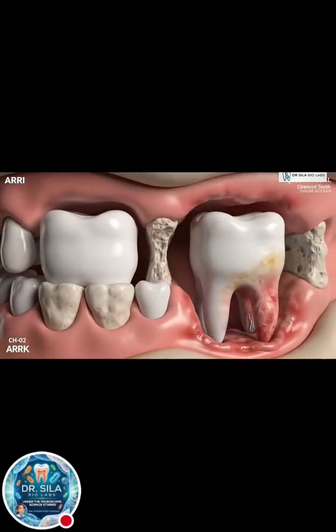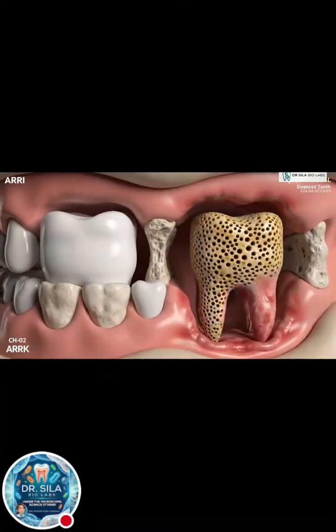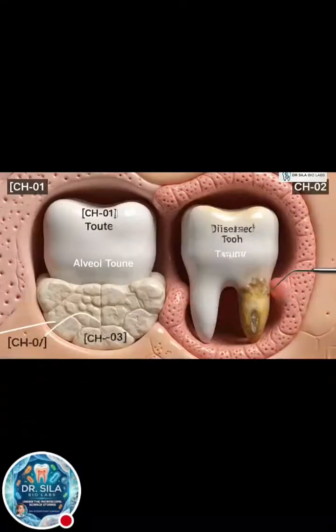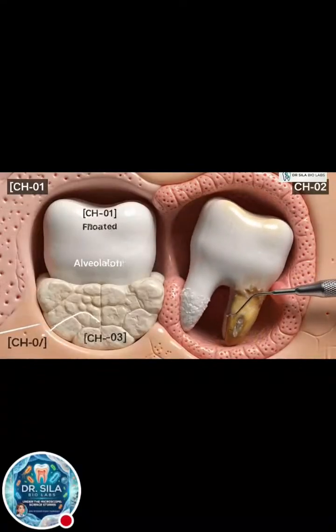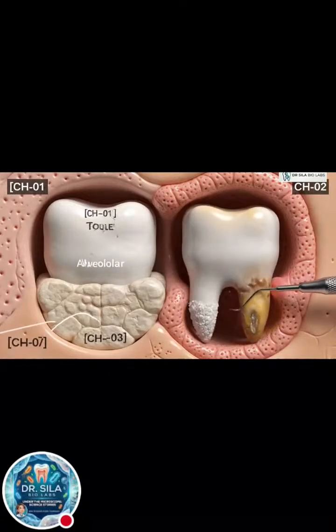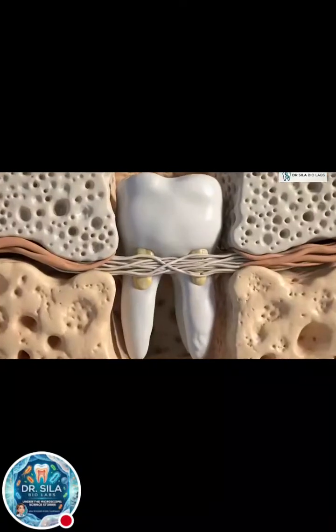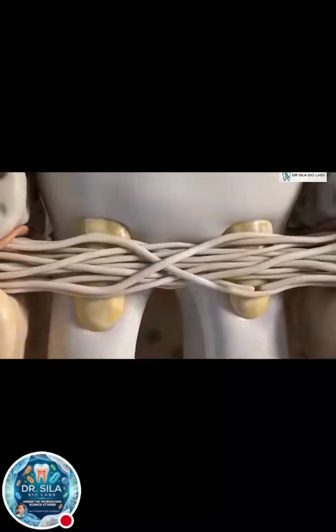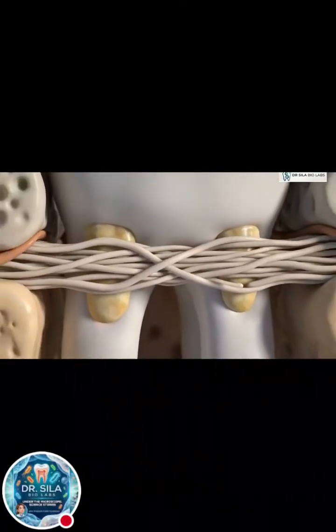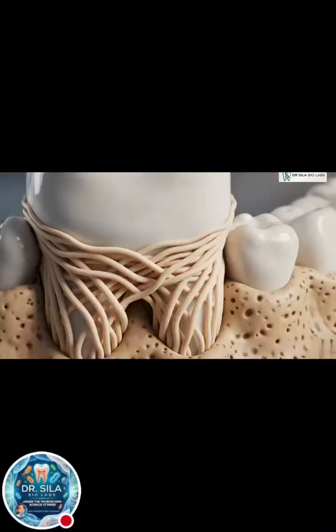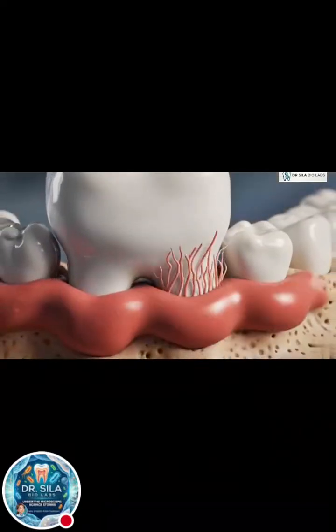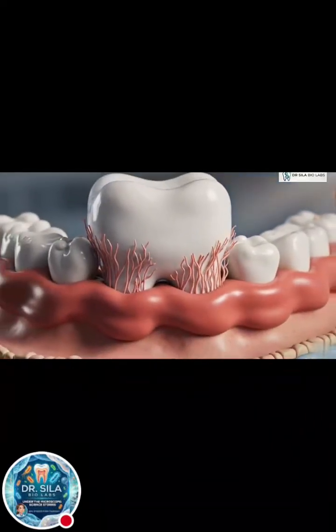One of the most concerning effects of advanced gum disease is tooth mobility. To understand why teeth become loose, we must first understand how teeth are normally supported. Each tooth is supported by bone and a network of specialized fibers called the periodontal ligament. Together, these structures keep teeth stable during chewing and biting.